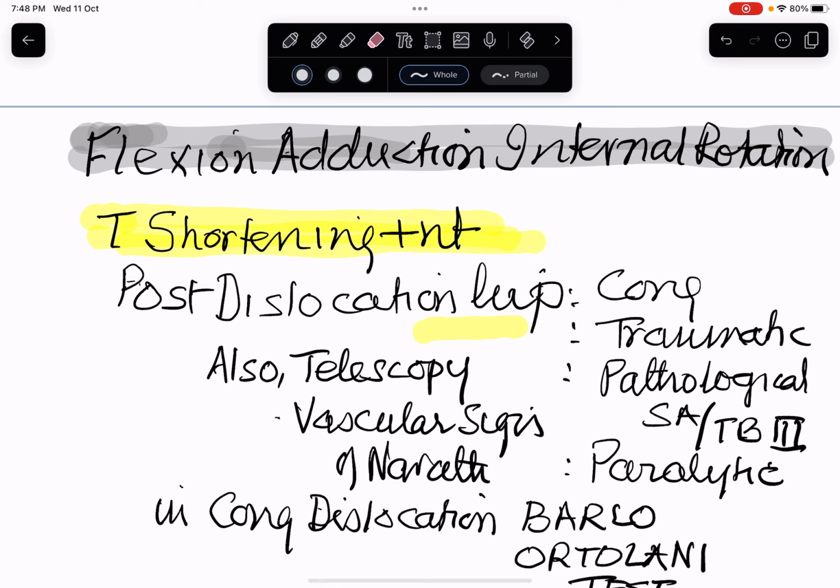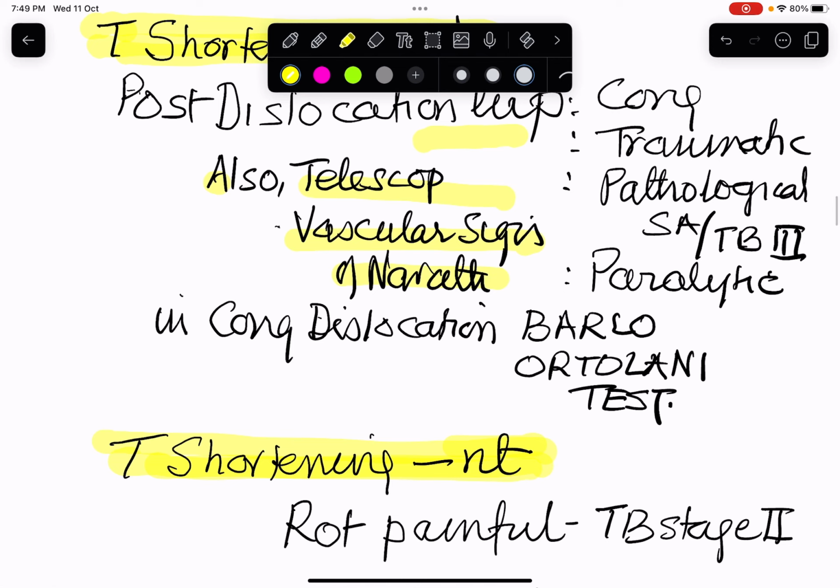You must look for telescopy. You must look for the vascular sign of Narath to complete your clinical examination. In congenital dislocation of hip, there are two tests. One is when you are able to dislocate, the Barlow test. And the second is the Ortolani test, in which you are able to reduce the dislocation. So Barlow and Ortolani tests are specific to congenital dislocation of hip.